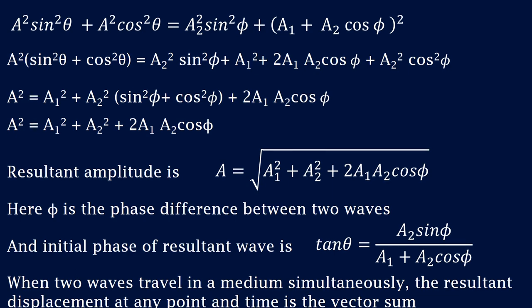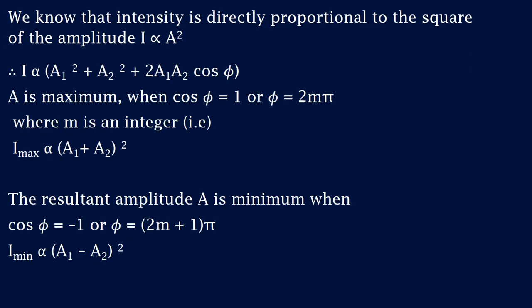We know that intensity is directly proportional to the square of the amplitude, that is, I ∝ a². Therefore, I ∝ (a1² + a2² + 2a1a2 cos φ). The resultant amplitude A is maximum when cos φ = 1, or φ = 2πm, where m is an integer.